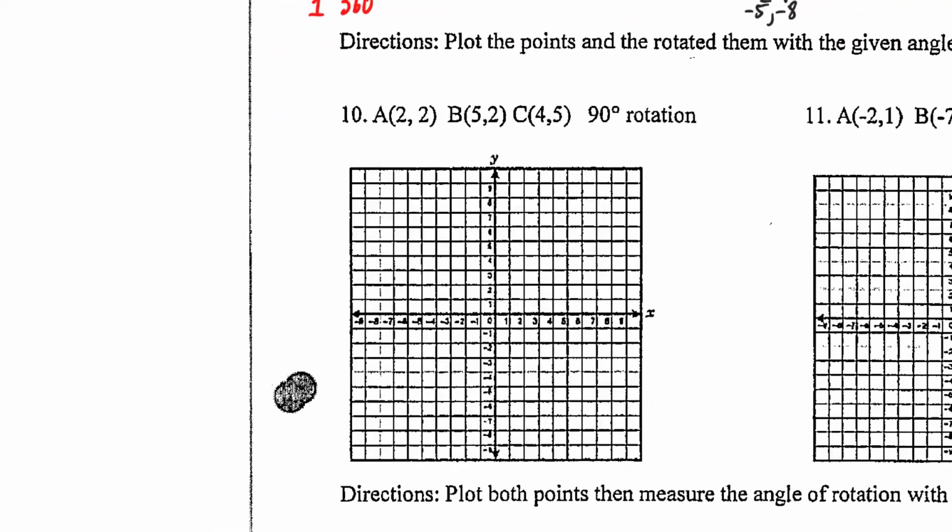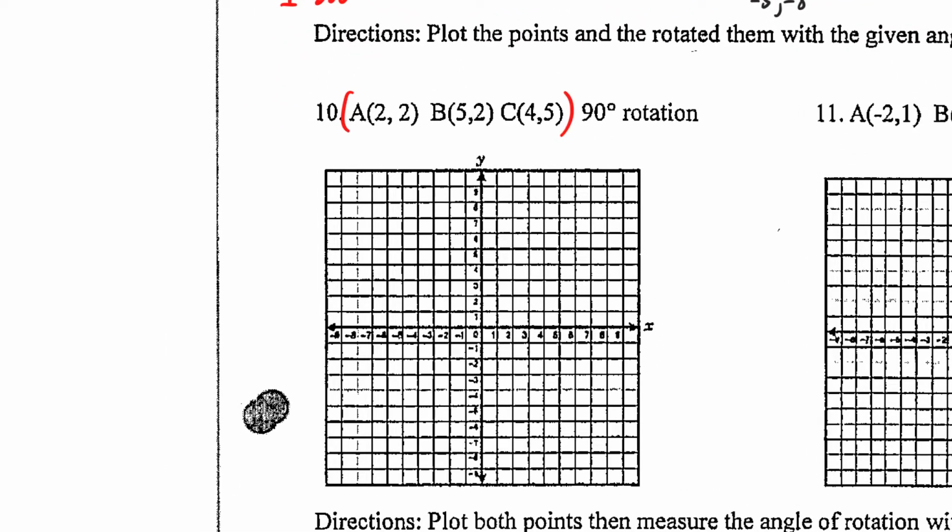Okay, so what I want you to do on number 10 is go ahead and plot these 3 points, A, B, and C. Make sure you label those points and then connect them to make the triangle.